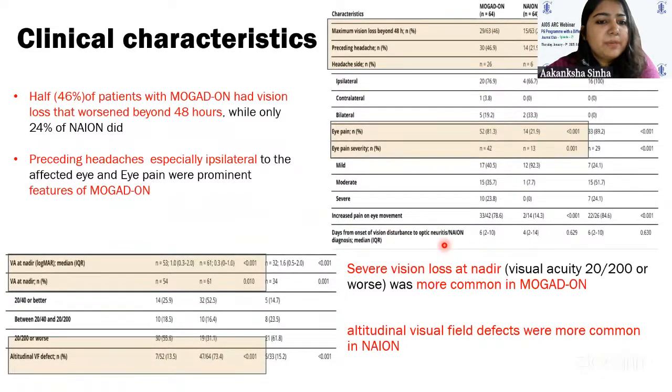So half of the patients with MOGAD had vision loss beyond 48 hours, which was more in comparison to NAION. And preceding headaches, especially ipsilateral, and eye pain were more commonly a feature of MOGAD. Similarly, severe vision loss at nadir was also more common in MOGAD, but altitudinal visual loss was most commonly seen in the NAION group.